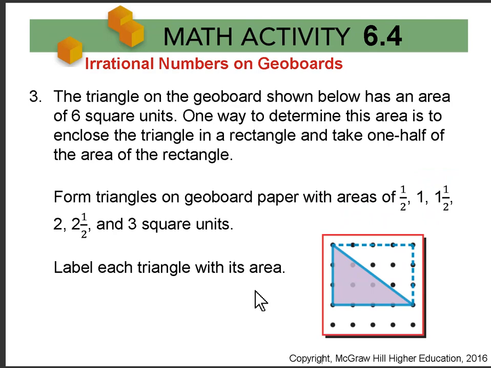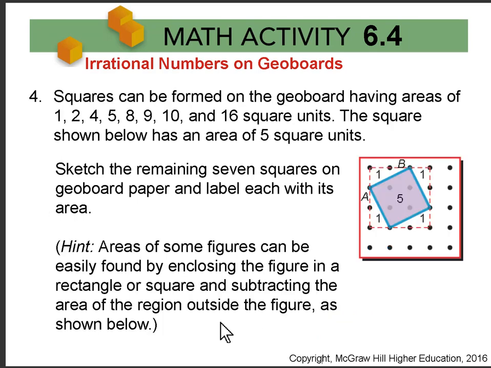In number 3, we ask you to form triangles with different areas. Here's another triangle example. This is a 4 by 3 rectangle, so this triangle is half of 12, or 6 square units. In question 4, we ask you to form squares on the geoboard, and we have a list of the squares that are possible on these 5-pin by 5-pin geoboards.